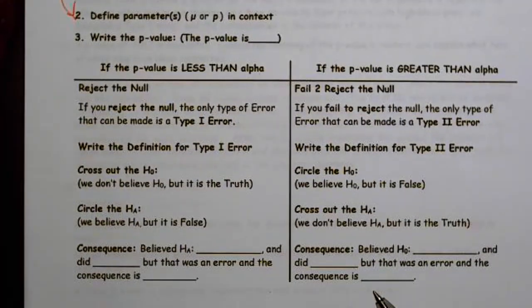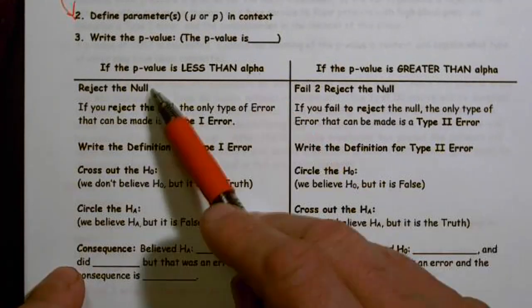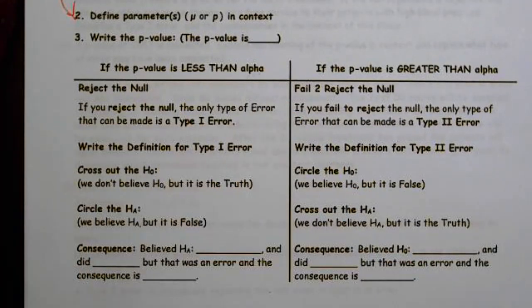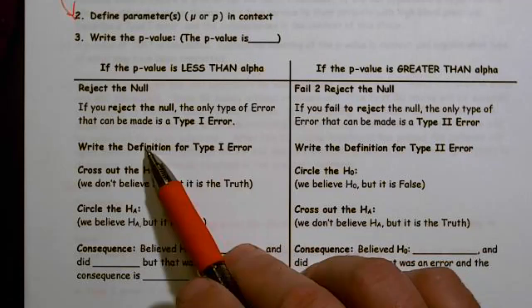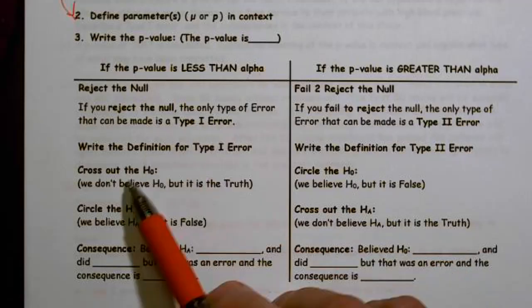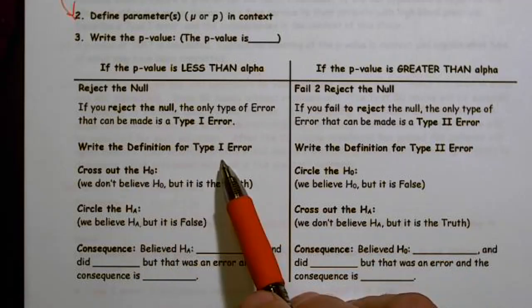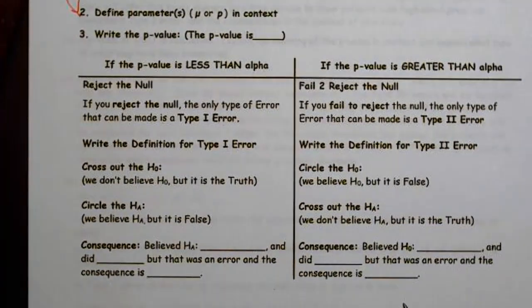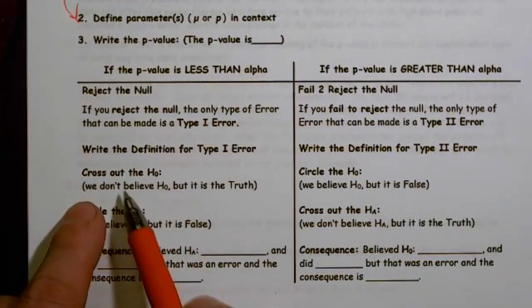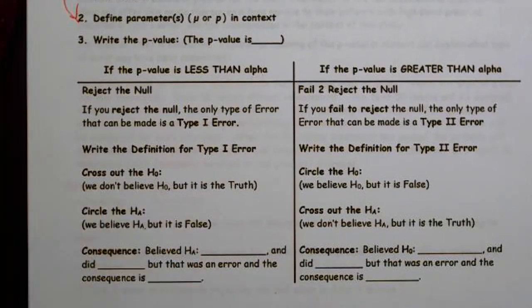P-value less than alpha. If the p-value is less than alpha, our decision is going to be reject the null. And that's what we've done every time we've run a hypothesis test. However, if you reject the null, the only type of error that can be made is a type 1. Then you write the definition of it for a type 1 error, which we have at the top of the page, the probability of rejecting the null, given the fact that the null is in fact true. I highly recommend that you go through this, even though it's not required. Cross out the null. Why? Because we don't believe it. All right, so cross it out because we want to forget about it.